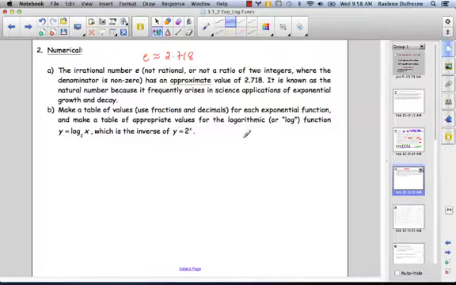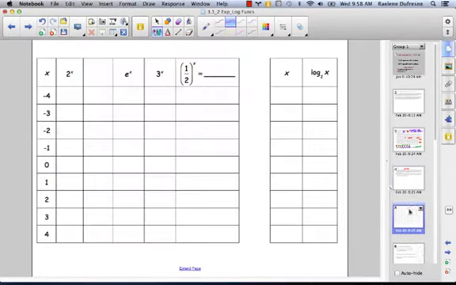On the next page, we are going to take a look at y equals 2 to the x, 3 to the x, and 1/2 to the x. And so when we do this, let's take some easy values. If x is 0, 2 to the x is 2 to the 0, which is 1. 2 to the 1 is 2. 2 to the 2 is 4. 2 to the 3 is 8. And 2 to the 4 is 16.